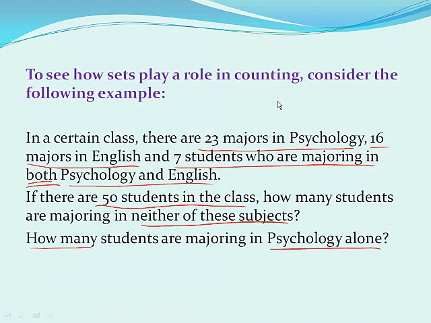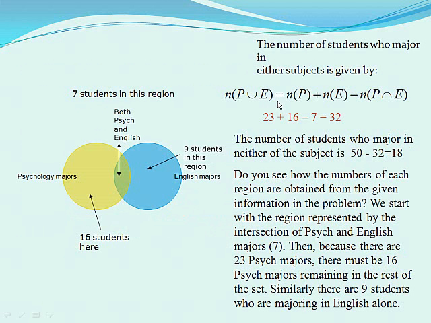To see how sets play a role in counting, consider the following example. In a certain class, there are 23 majors in psychology, 16 majors in English, and 7 students who are majoring in both psychology and English. If there are 50 students in the class, how many students are majoring in neither of the subjects? And how many students are majoring in psychology alone? We can do this question easily by using a Venn diagram.